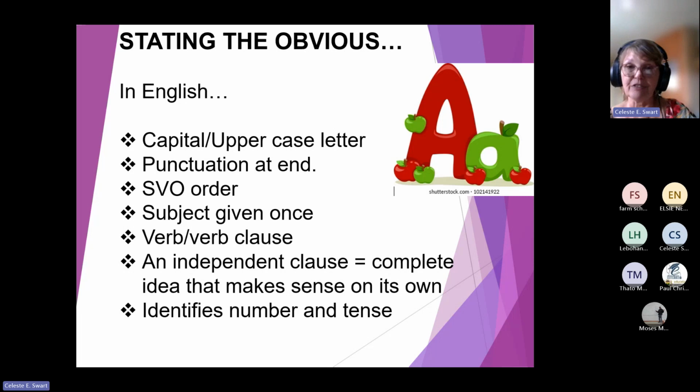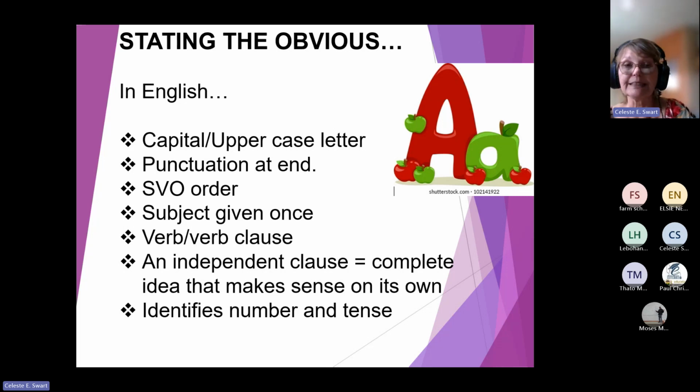A subject is given once. It could be referred to throughout, referring to he or him if they've mentioned the subject in the beginning. Then there's a verb or a verb clause. And then we're also going to look at independent clauses. If you're independent, it means you don't need anyone. Then you can stand on your own. And that's what this is about. An independent clause will make complete sense on its own. It's a complete idea and it makes sense on its own.